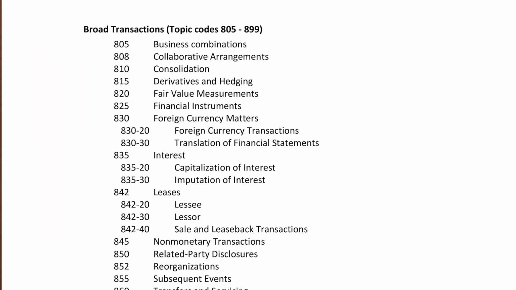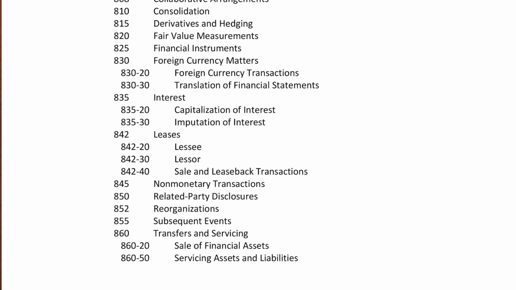So topic 805 is business combinations. Topic 810 is consolidation. 815 is derivatives and hedging. 820 is around fair value measurements. 825 is financial instruments. 830 is foreign currency matters. 835 is interest. 840 is leases. 845 non-monetary transactions. 850 is related party disclosures. And then you have 855 subsequent events. 860 is transfers and servicing. Again, these are broad transactions that are covered within the accounting standards codification.